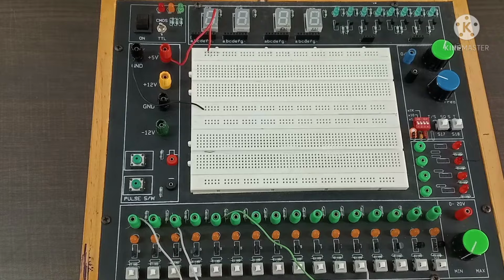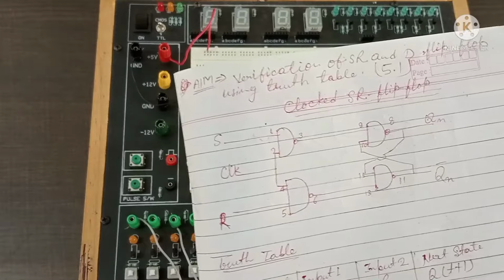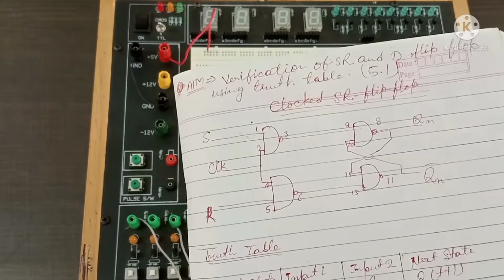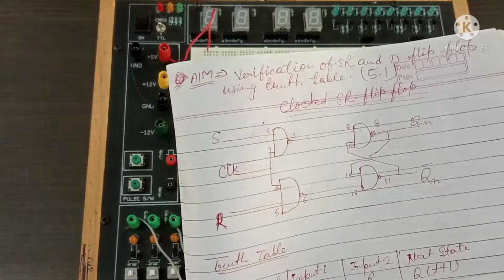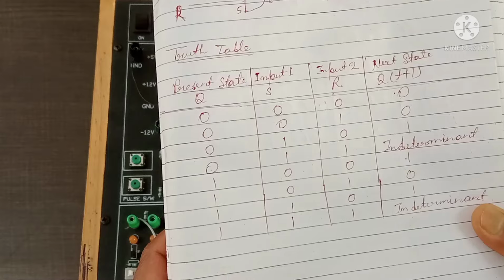For performing this experiment we need 4 NAND gates, because I'm going to design this SR flip-flop using NAND gates. We can also use NOR gates, but here I am using NAND gates. As already shown in the beginning, the circuit diagram and the pin diagram of ICs. So this is the circuit diagram which I'm going to use for this SR flip-flop, and this is the truth table for SR flip-flop.